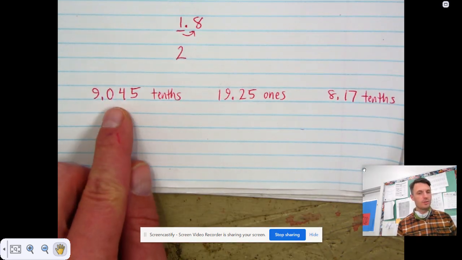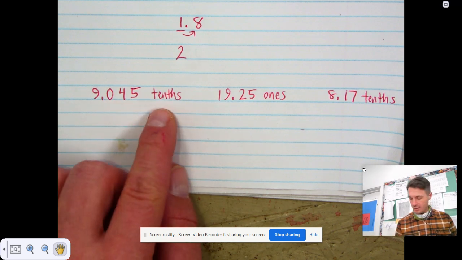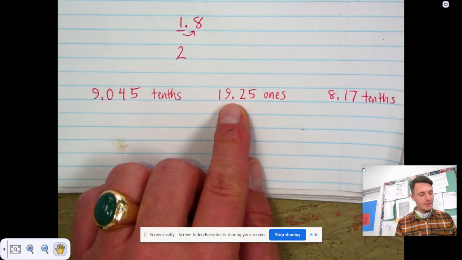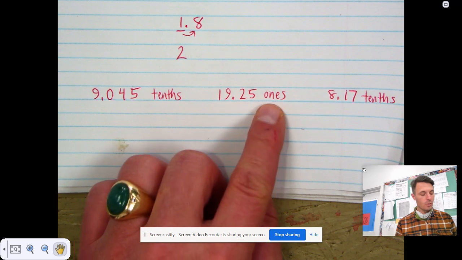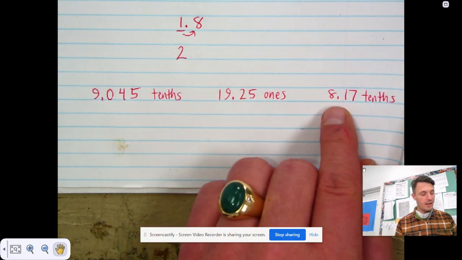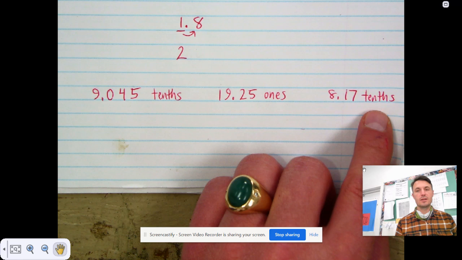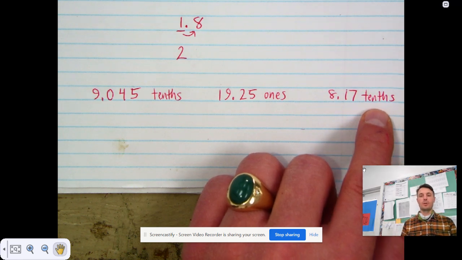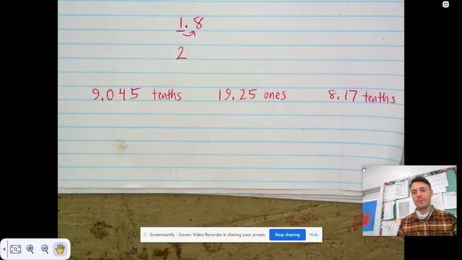Okay? Round 9 and 45 thousandths to the tenths place. Round 19 and 25 hundredths to the ones place. And round 8 and 17 hundredths to the tenths place. Go ahead and do that now, and I will catch you next time.